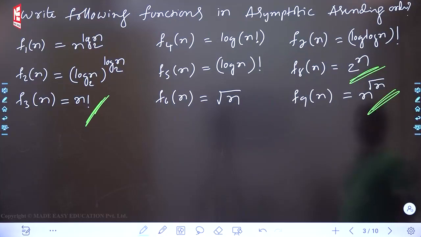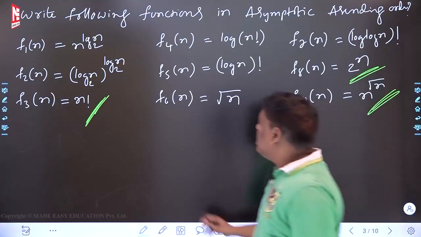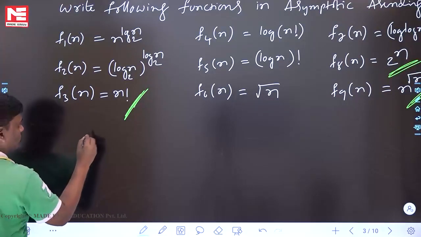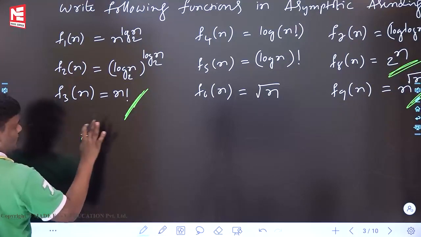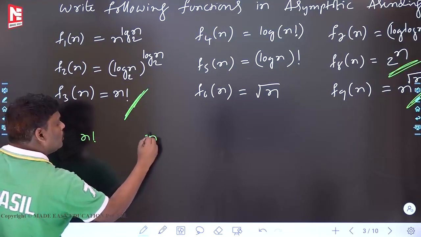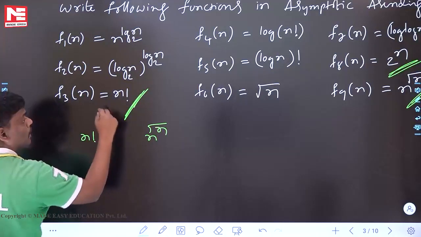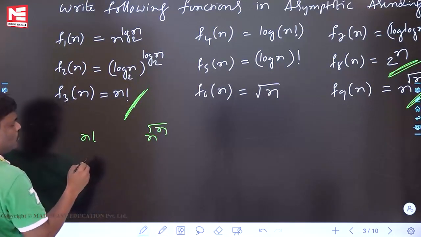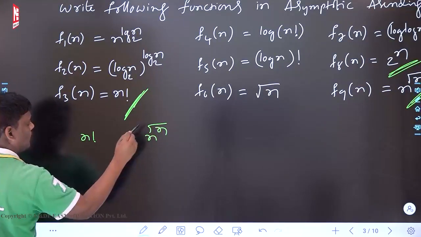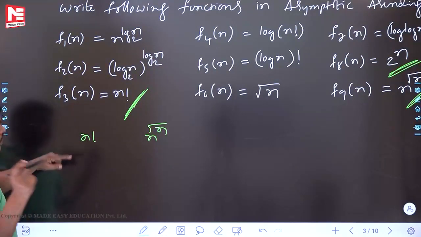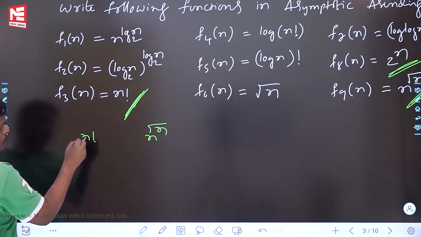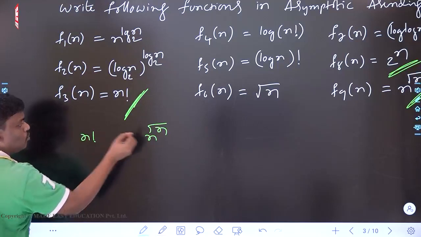Please be careful. If anyone has even a small doubt, see this one. This is n factorial, and that is n power root n. If you have a small doubt, this n factorial is very close to n power n, while the other is n power root n. N factorial is bigger because it is multiplied n times, while the other is multiplied root n times.